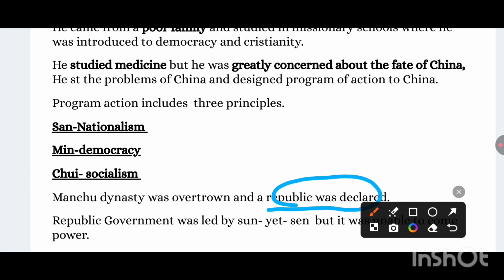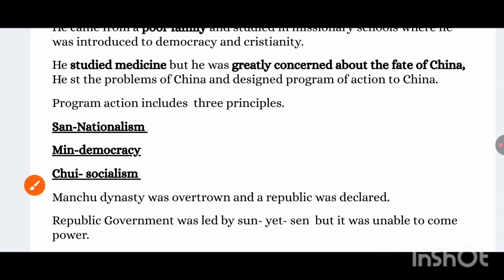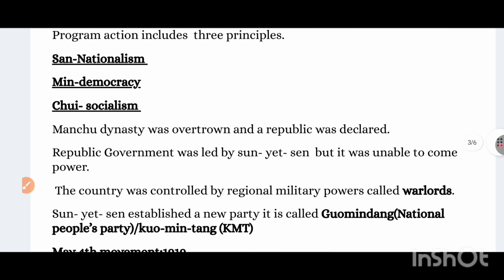Okay, now the Manchu dynasty was overthrown and a republic was declared. But this republic government was led by Sun Yat-sen, but unfortunately he was unable to come to power in China. What happened? The country was forcefully taken under the control of warlords.